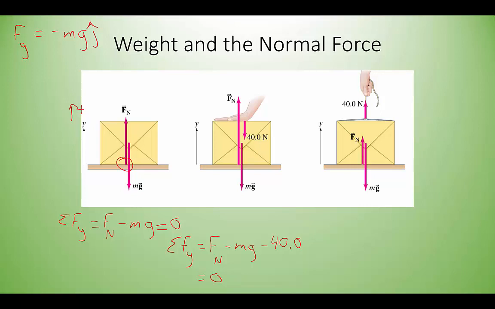Lastly, in this third picture, we have the person, rather than trying to push down on the box, now trying to pull it up a bit with the string. Again, they're not being successful yet. So our sum of forces in the y direction is going to be our normal force, plus it's going to get the help of the 40 newton force, and those two together are going to work against gravity. And because it's still not moving, it's still going to have a total net force of 0.